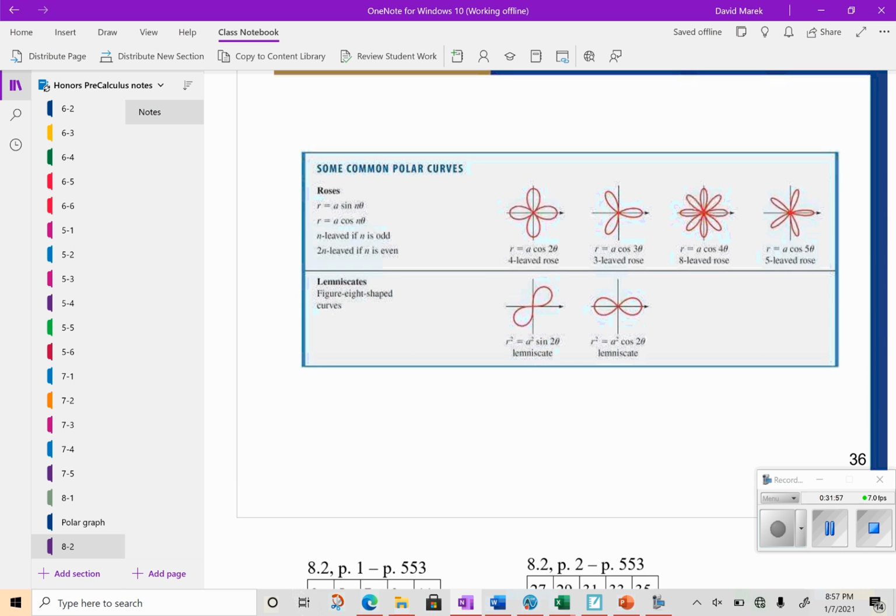Here's some examples of roses. Okay, so a three-leaved rose here, four-leaved rose because that's two, three because that's three. Here we have an eight-leaved rose because it's four, and here we have a five-leaved rose because it's five. Okay, so there's all kinds of different things, really unique curves, interesting shapes. We're going to talk about symmetry because, oh my goodness, there's so much to discuss there.